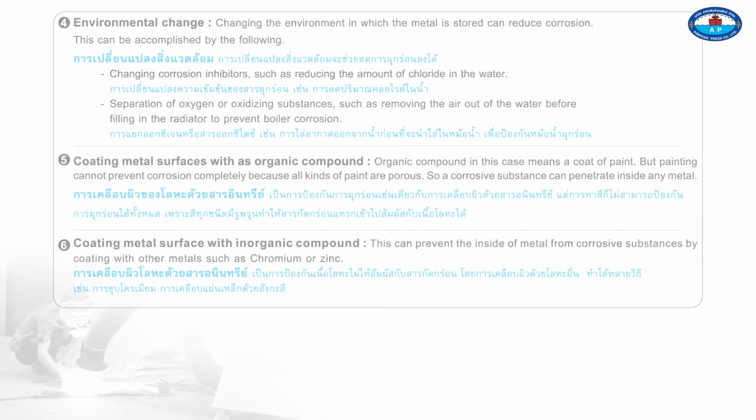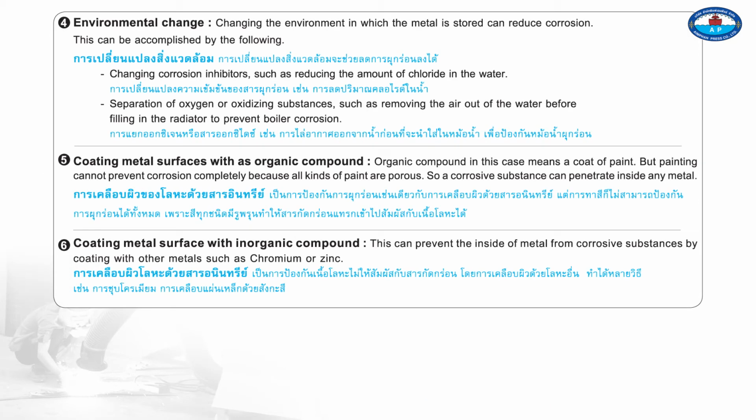Page 38. 4. Environmental change. Changing the environment in which the metal is stored can reduce corrosion. This can be accomplished by the following. Changing corrosion inhibitors, such as reducing the amount of chloride in the water. Separation of oxygen or oxidizing substances, such as removing the air out of the water before filling in the radiator to prevent boiler corrosion.